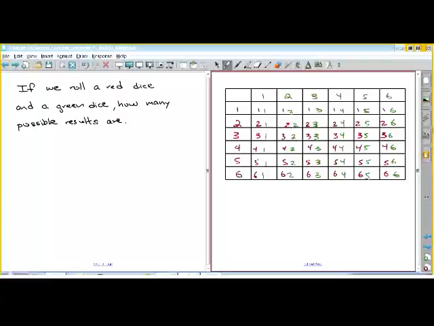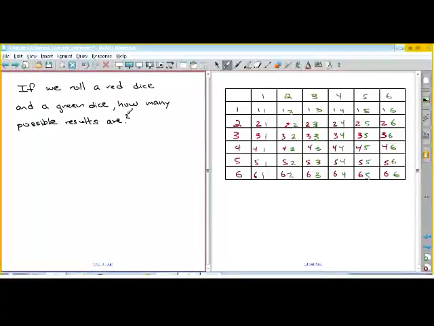So to answer the first question, if we roll a red dice and a green dice, how many possible results are there? The answer is 36. And how did I do that? By going over here and just counting how many possibilities I had. I've listed all the possibilities. But what if I say, with the additional limitation, that repeated digits are not allowed.